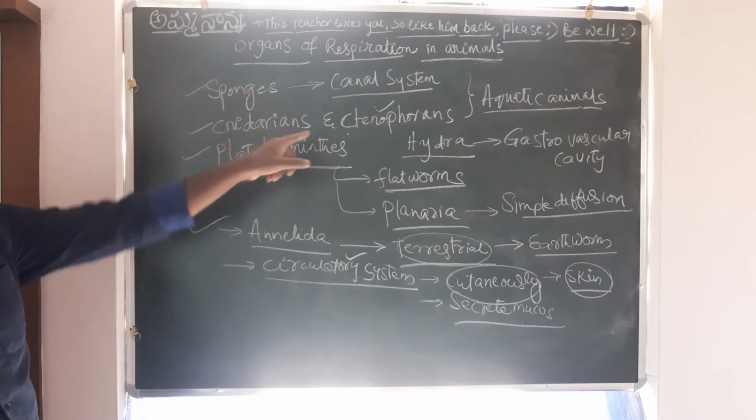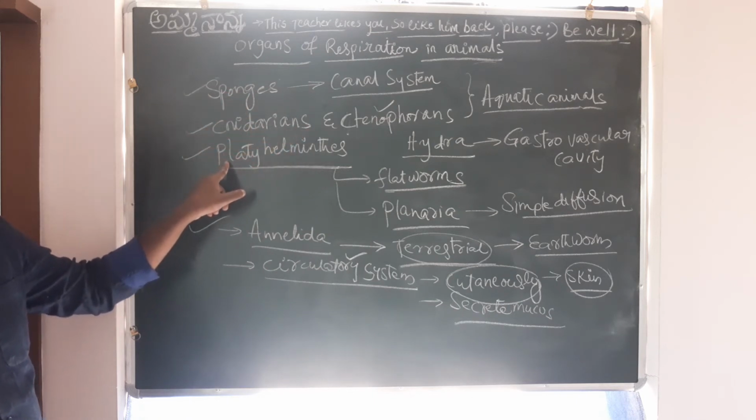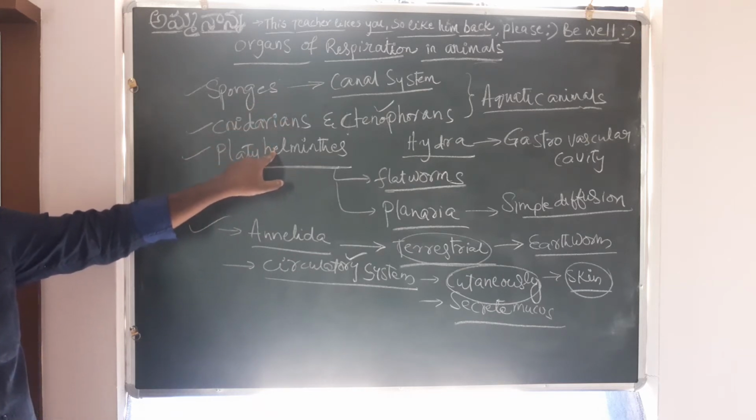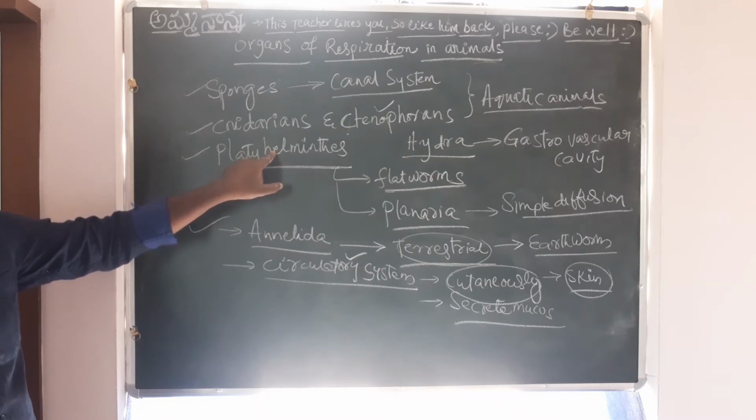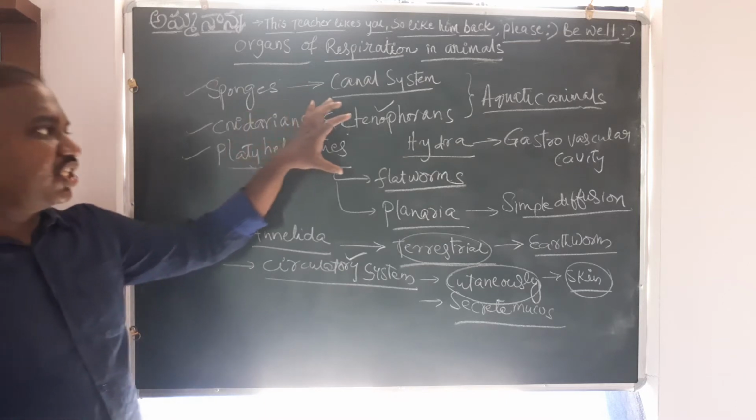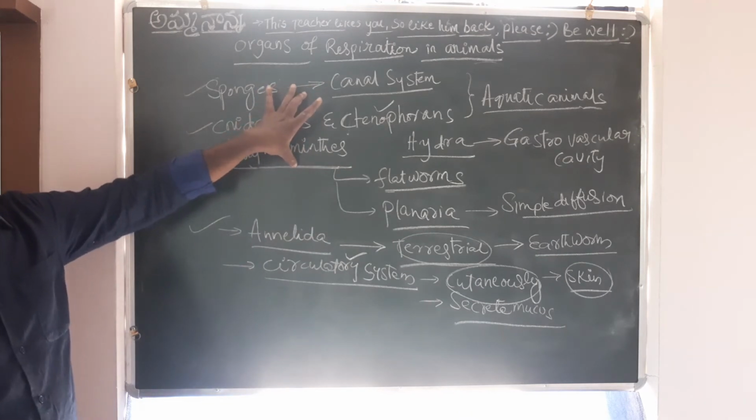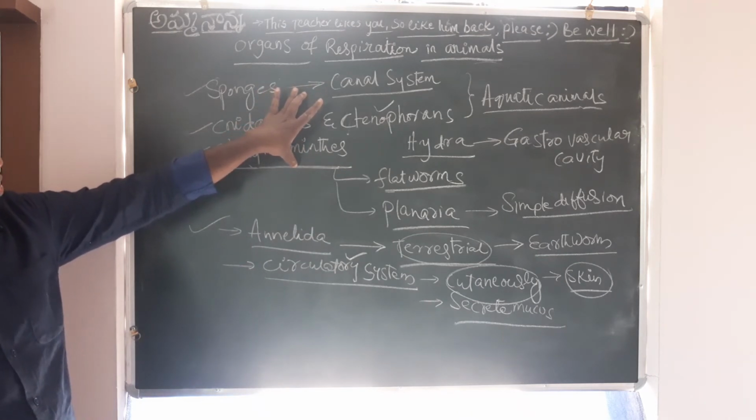Sponges, cnidarians, ctenophorans and platyhelminthes, it's nothing but simple diffusion only. And the majority of the animals are present in the aquatic medium, so it's not much of a difficulty for them to exchange gases there. What you need to remember here is that no specialized organs have developed here.